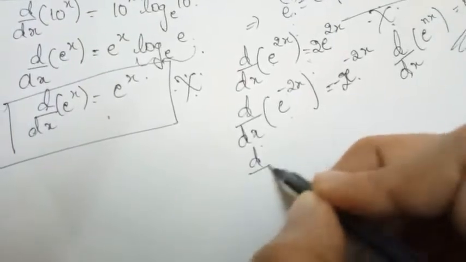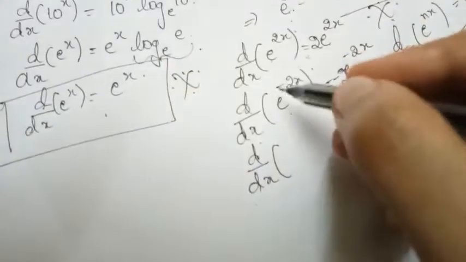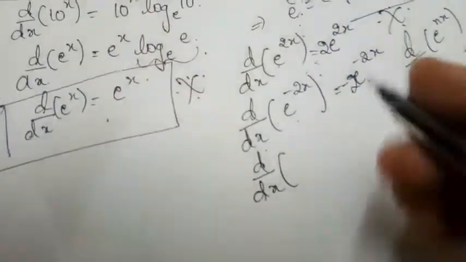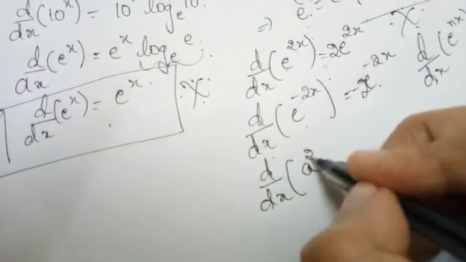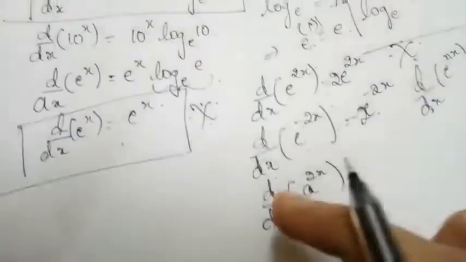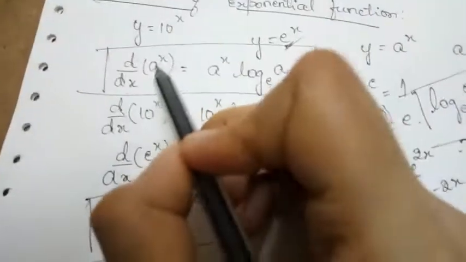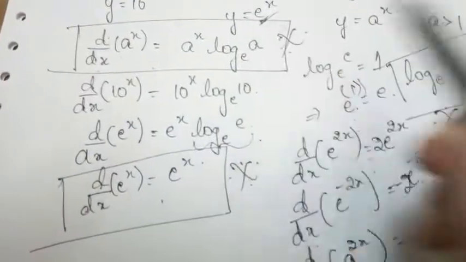Suppose we talk about d by dx with respect to the base e. Suppose I talk with respect to any base, say a to the power 2x. How are we going to differentiate it? We know that d by dx of a to the power x is a to the power x log e of a.